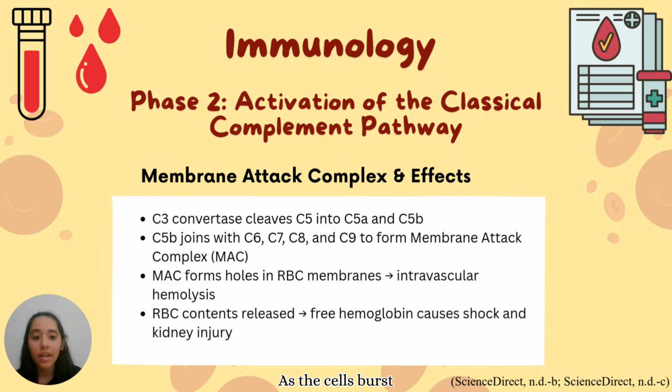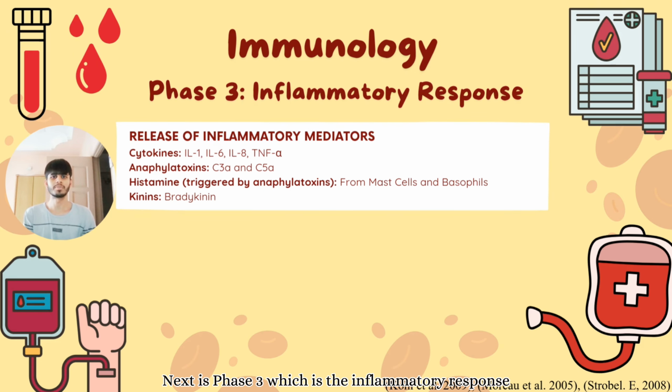As the cells burst, they release large amounts of free hemoglobin, which can lead to shock and kidney damage, explaining the severe transfusion reaction. Next is phase 3, which is the inflammatory response. In Jack's case, as the transfused red blood cells were destroyed, a cascade of inflammatory mediators was released into his circulation. Pro-inflammatory cytokines including IL-1, IL-6, IL-8, and tumor necrosis factor alpha were secreted by activated immune cells responding to the antigen-antibody complexes.